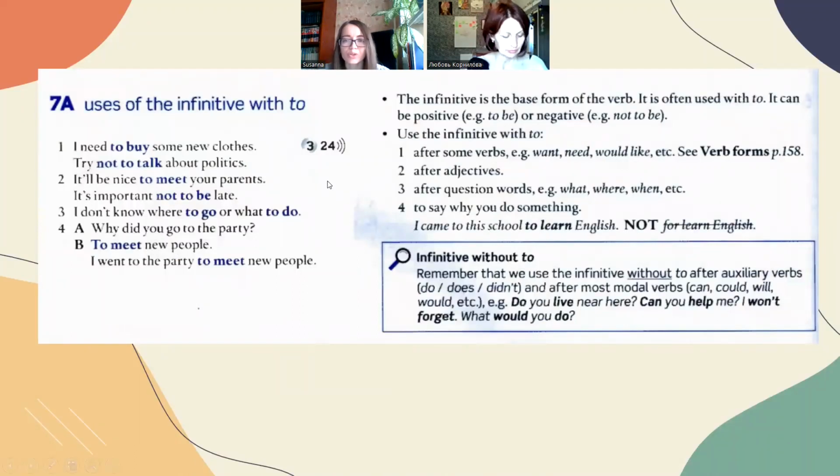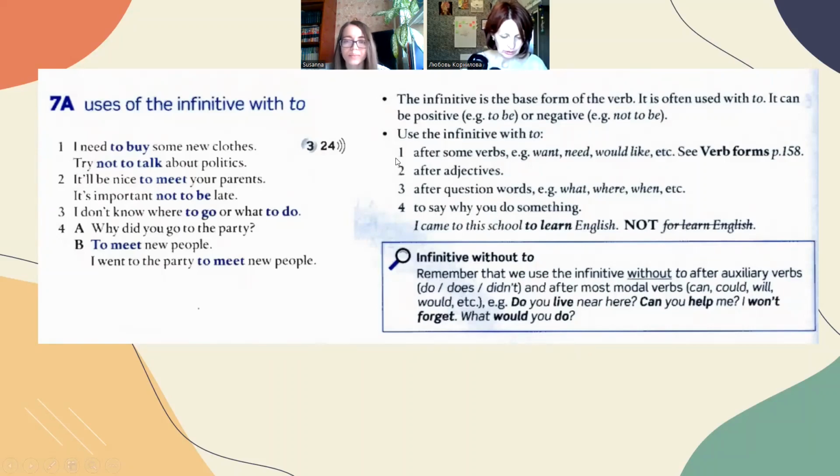Infinitive can be used with to and without to. So today we will talk about the usage of the infinitive with to. And we use the infinitive with to in 4 cases.